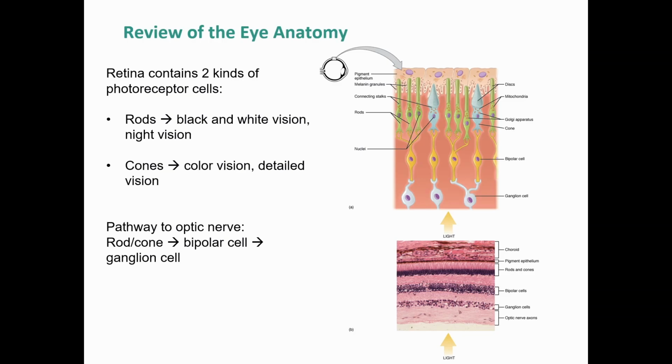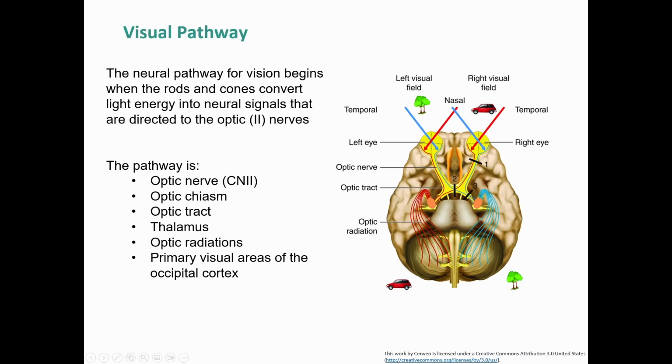If we look at the pathways to the optic nerve, light is going to hit the rod or cone, then we're going to send that impulse through the bipolar cell, then through the ganglion cell until we get to those axons so that we can travel out through the optic nerve to the brain.